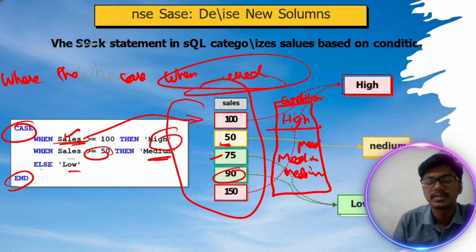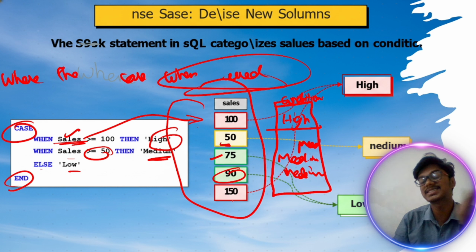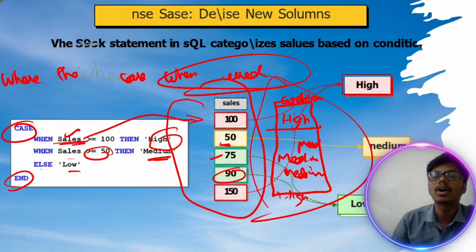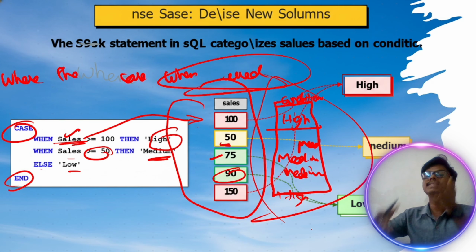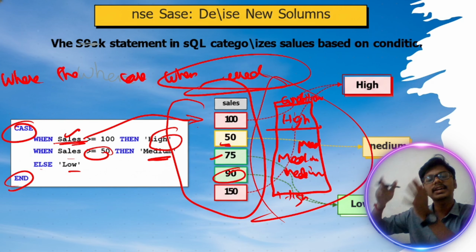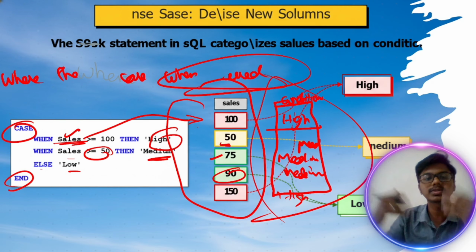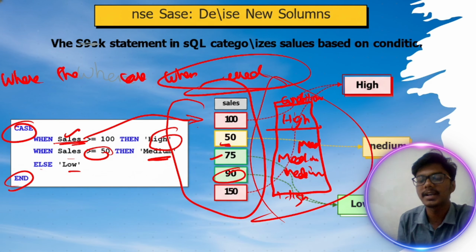Again, now it will get into the last condition, whether the sales is greater than or equal to 100. Yes, the first condition itself is true, right? I don't want to get into the second condition, so here I want to put it as high. Now we are categorizing a new column based on the condition, right? That's the use case of the CASE WHEN statement, right?